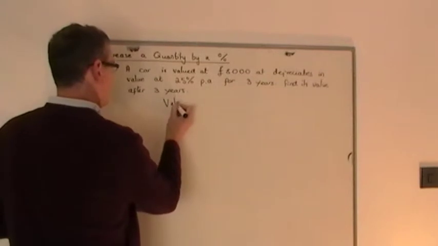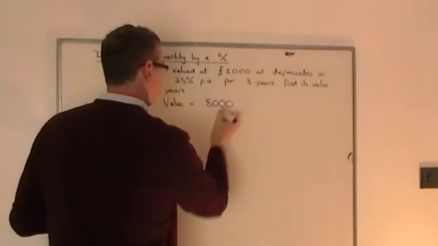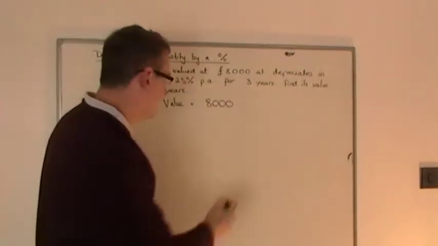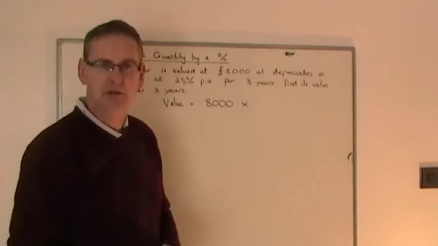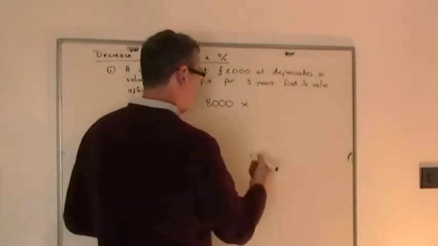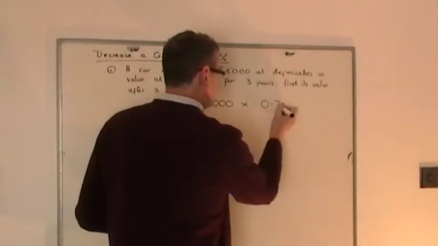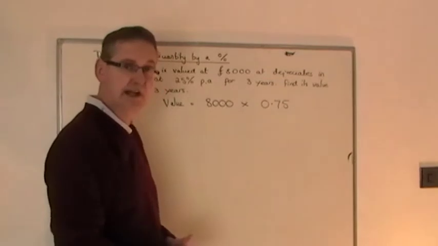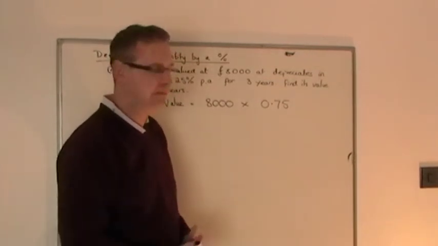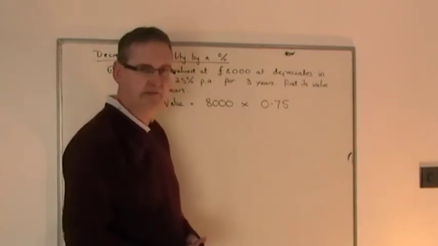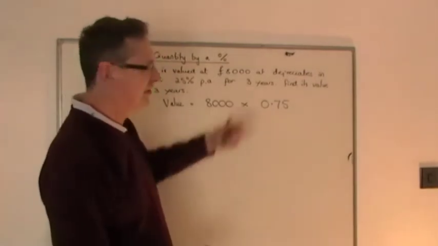Okay, so let's write down value is equal to, it starts off at £8,000, and then after the first year it loses 25% of its value. So if it depreciates by 25%, a decrease of 25%, it's going to be a multiplication of 0.75, which is 1 take away 0.25, 25%. So that multiply by 0.75 gives you a 25% decrease. But it goes on for 3 years.